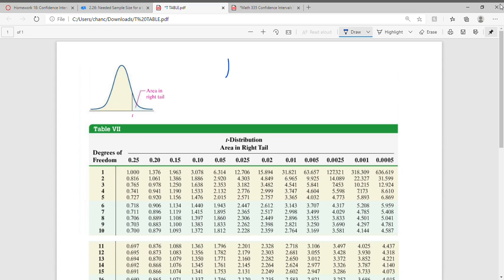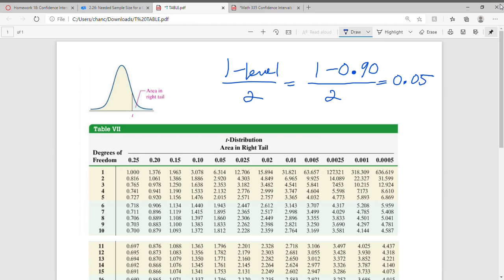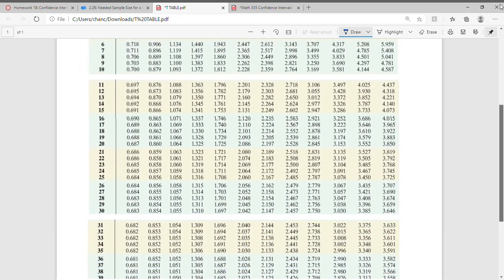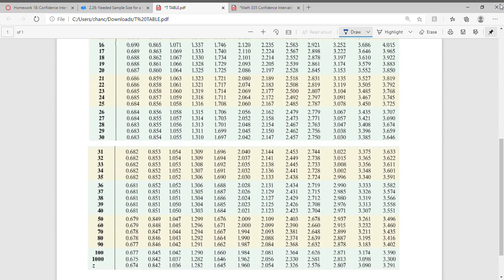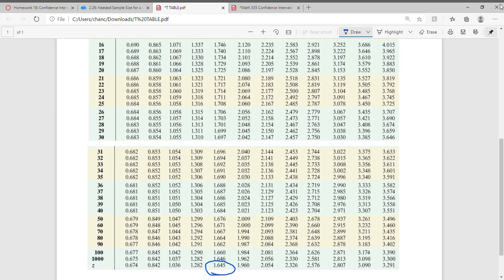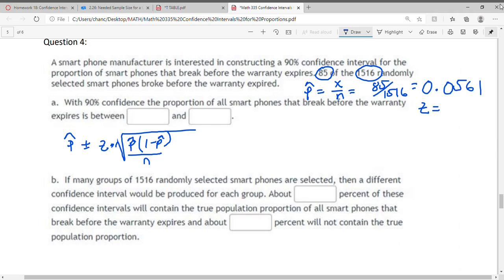To find the column, we use 1 minus the level of confidence divided by 2. In our case, we have a 90% confidence interval, so let's do 1 minus 0.90 divided by 2, and that should give us 0.05. This is the column we need, and we need row z since the formula uses z. Our z is 1.645, and we know the sample size is 1,516. So we have everything we need to plug into this formula.